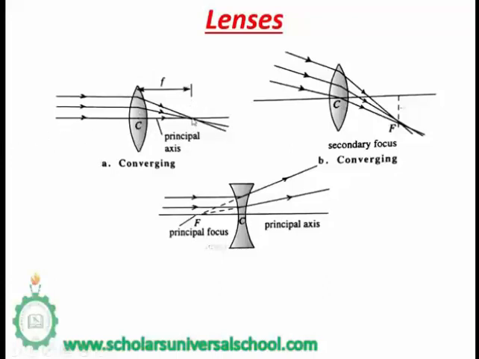Then the principal focus is at this point where the parallel rays converge for a converging lens, and for the diverging lens you can see the principal focus is here where the rays appear to diverge. You can see the rays are going in this direction, but they appear to diverge from this point. Then your focal length is the distance between the optic center and the principal focus.